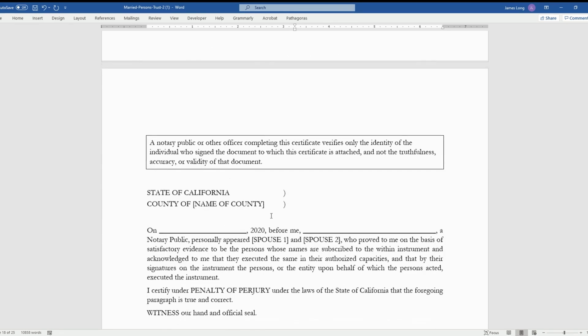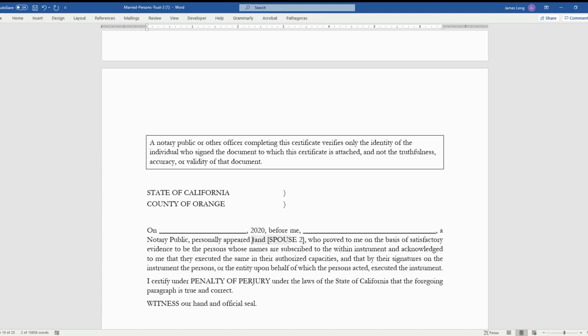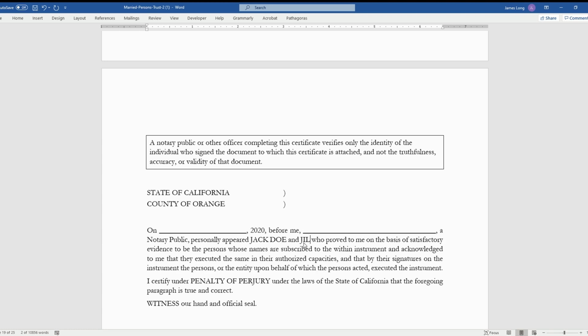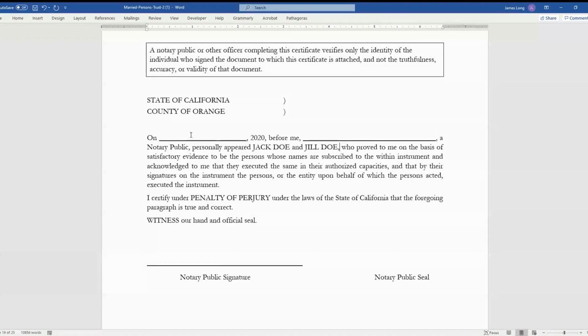You're going to have to fill out the notary portion, and that just requires you to fill out the name of the county, Orange, or whatever county you're from, and the names. So who is it? It's Jack Doe, and then the person is Jill Doe. All right. Don't fill in the date. Don't fill this in. And don't fill this in, okay? The notary will fill this in. The notary will fill in the date for whenever the notary notarizes it, and the notary will fill in his or her name right there. They'll handwrite it in. It'll be fine, and then they'll sign it and stamp it.